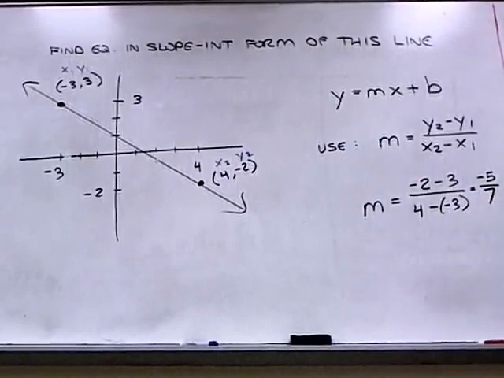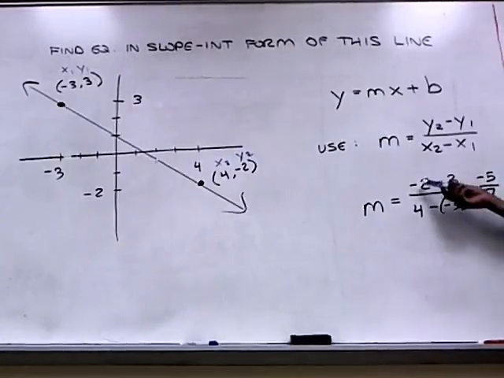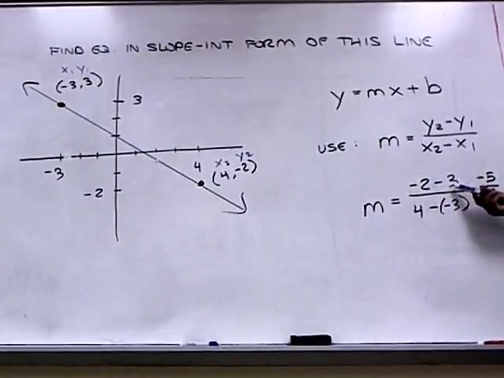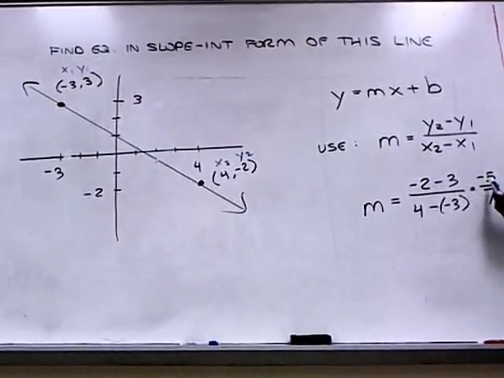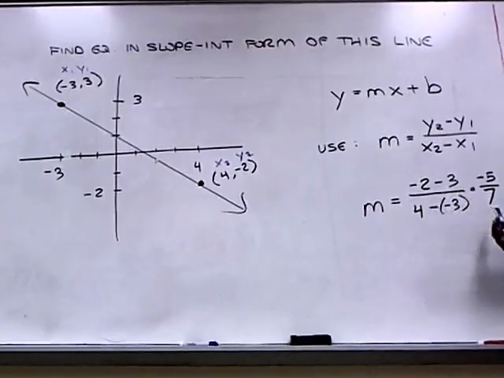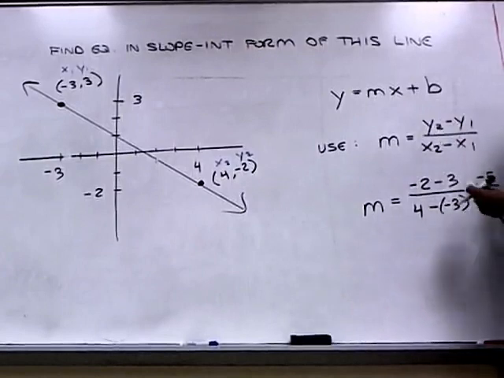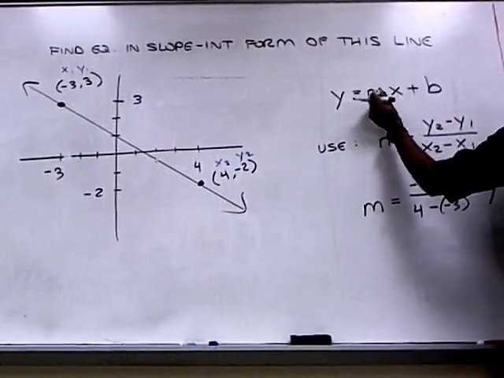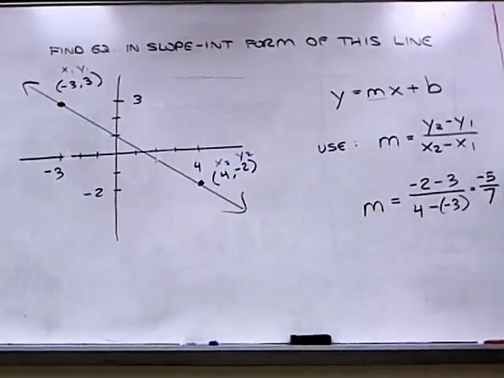So you have to be a little comfortable with signed numbers here, right? Take a negative number, subtract, all right? Turns into this. Subtracting a negative is the same as adding, so you get 7. So that's my slope. So I have this much of the equation, right? I have that much. How do I get B?